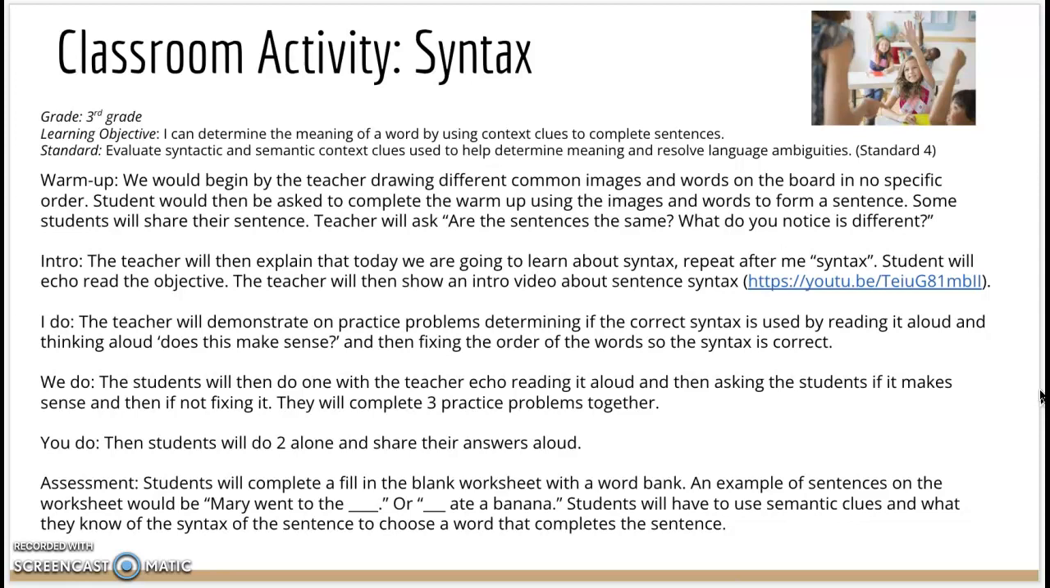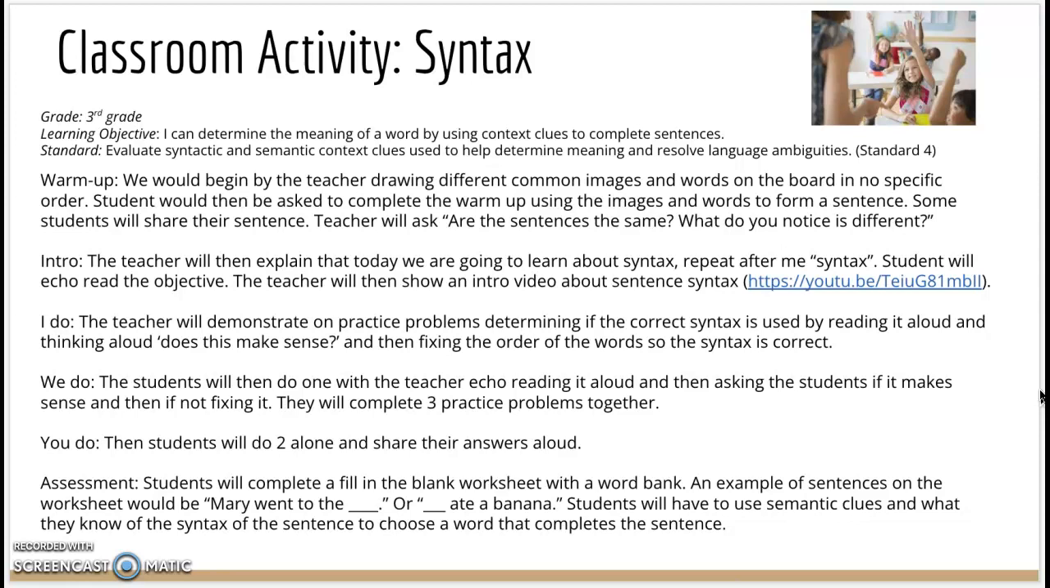The teacher would read it aloud and then think aloud so that the students could hear and see her thought process. Does this make sense? How do I know it doesn't make sense? What can I change? And then the teacher would fix the order of the words to create a sentence where the syntax is correct. Then the students and the teacher would do one together.